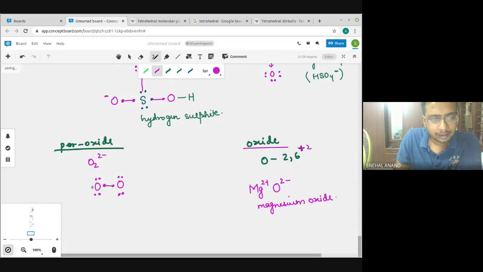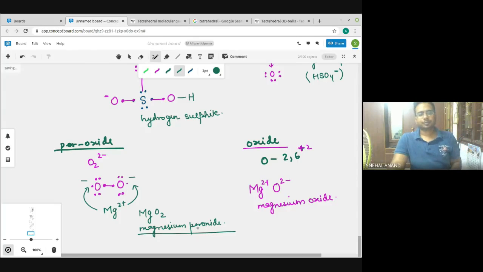Now they just need one electron more. So earlier just 1 needed 2 electrons, now 2 need 2 electrons. This is peroxide. Suppose magnesium gives these 2 electrons to these oxygens from 2 sides. This will become magnesium peroxide. I hope this is clear to you.